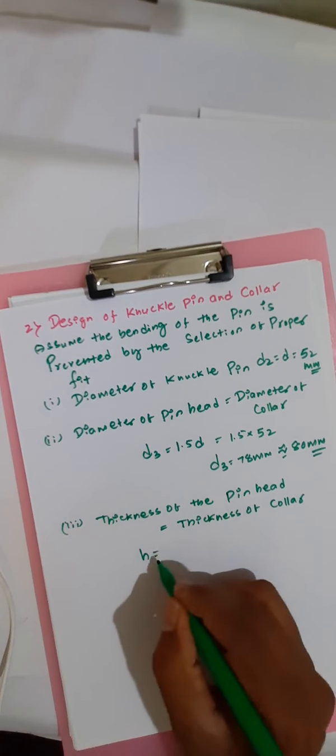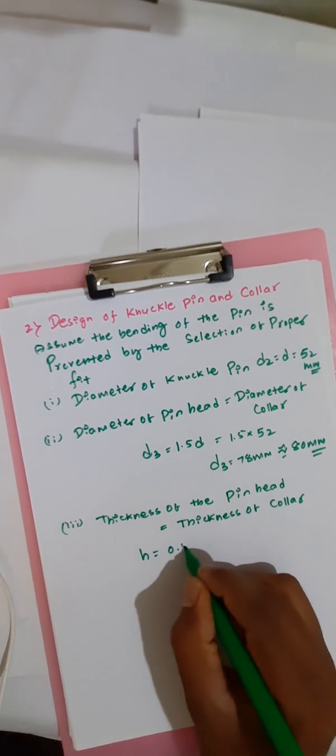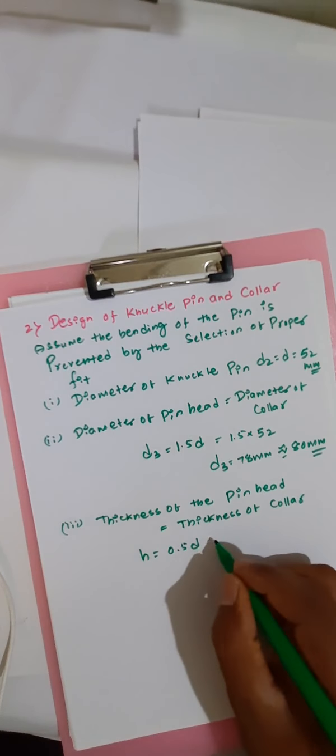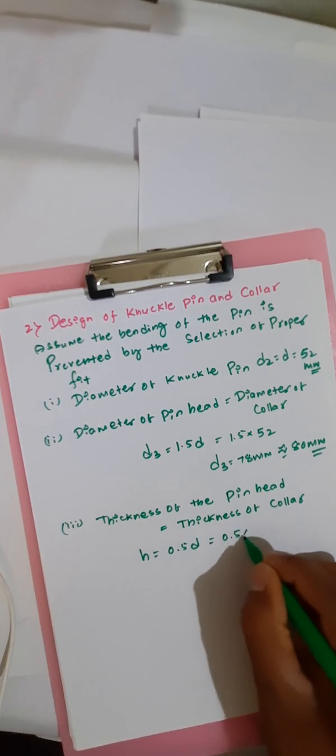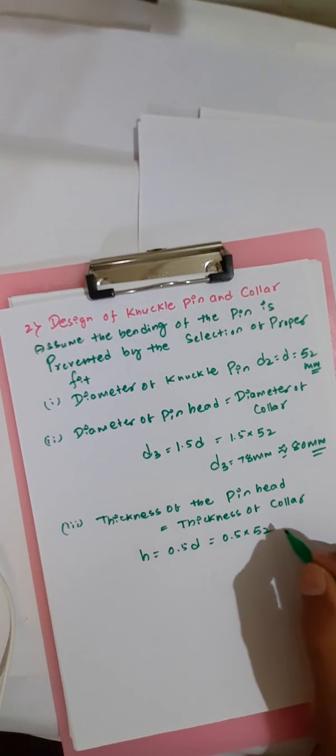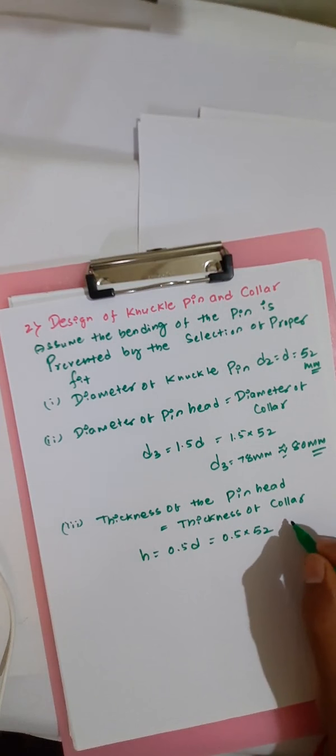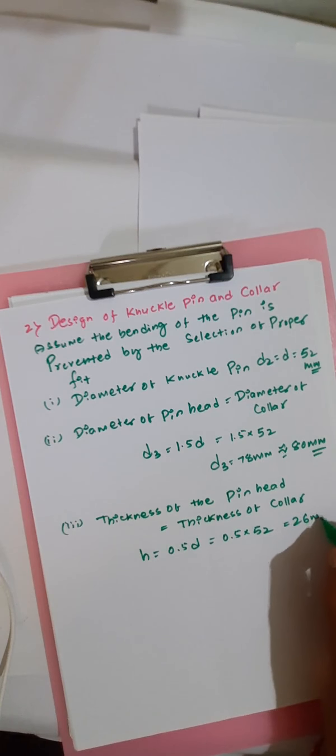So H is equal to 0.5 D. So you need to remember all these things. 0.5 into 52 will get 26 mm.